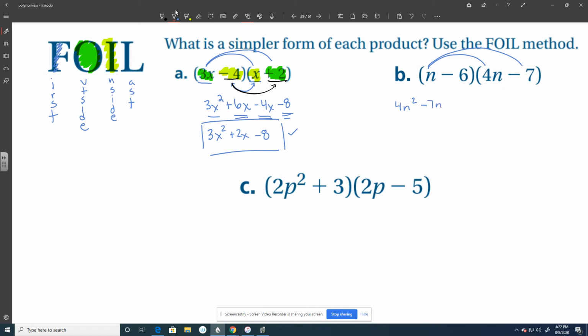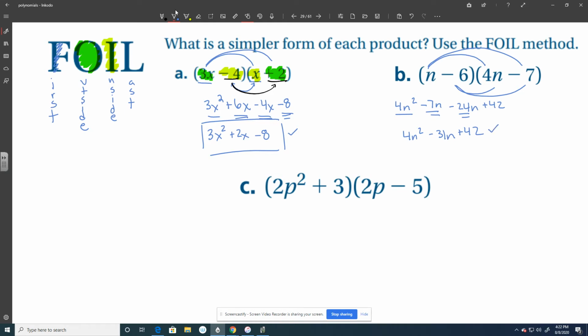Then I would take my second term and draw arrows to both of these to remind me to multiply those ones. So -6 times 4n, that's -24n. And -6 times -7 is a +42. And again, I just look for like terms. 4n squared is all by itself. -7n and -24n, those can go together. That's -31n. And a +42 is what's left. So that would be my final answer.